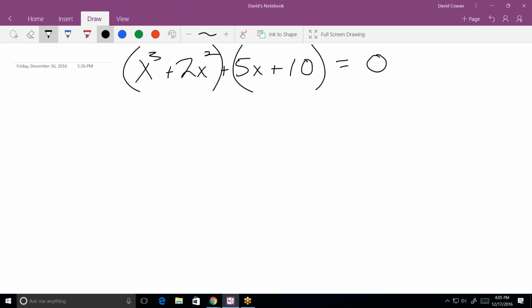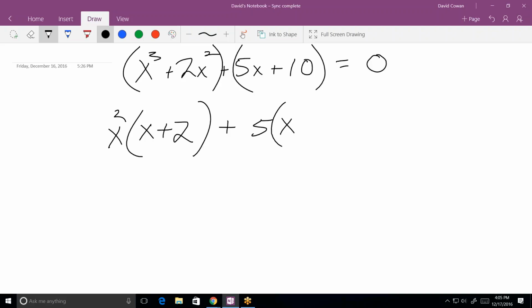Basically what I'm going to do with grouping is I'm going to group those two and those two. Now take the greatest common factor out of the first set of parentheses. That would be x squared, leaving x plus 2. Take the greatest common factor out of the second grouping. That would be 5, and that would leave x plus 2.